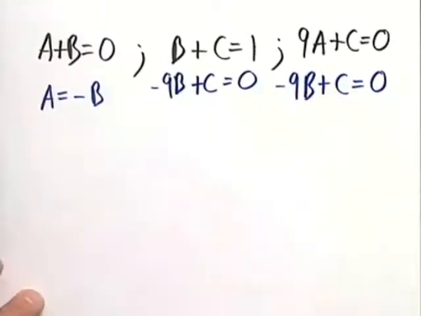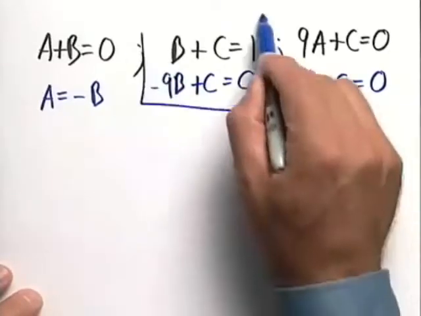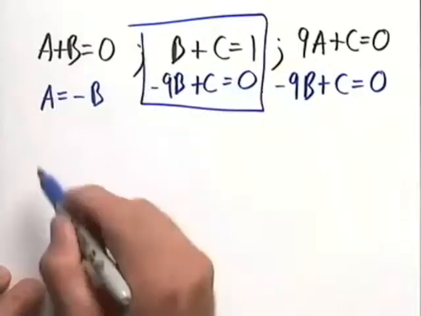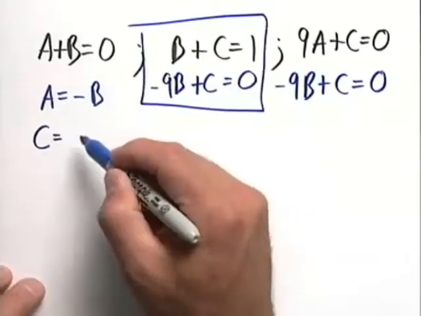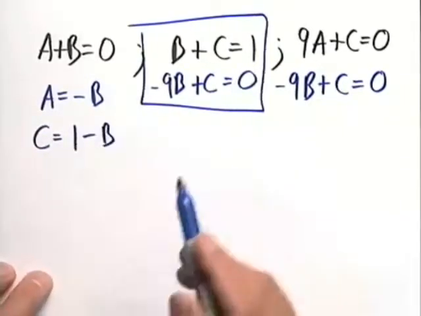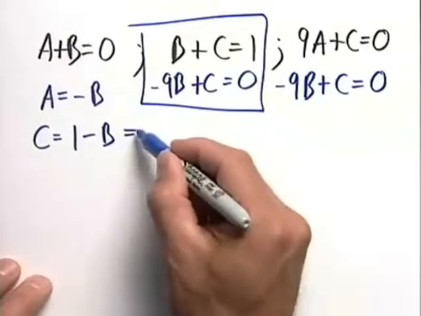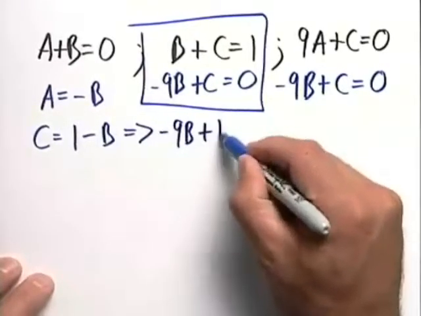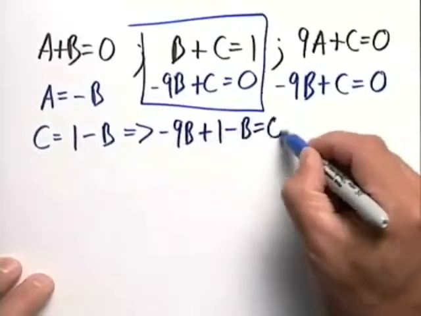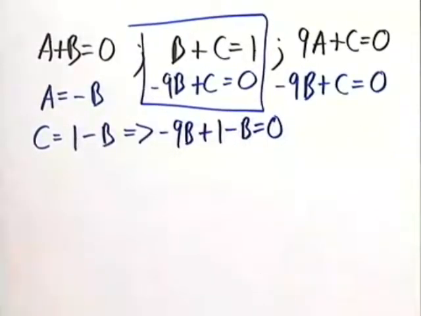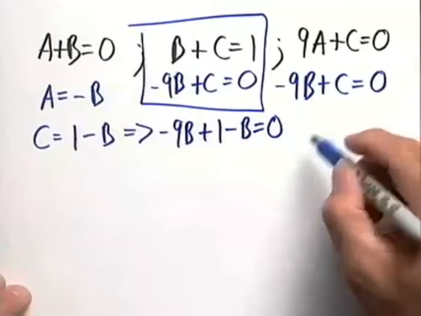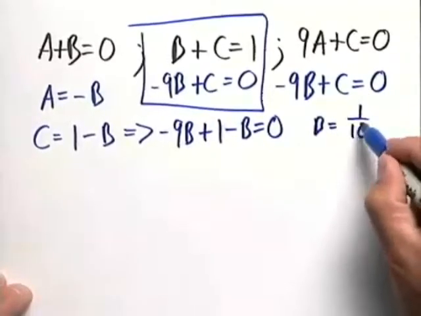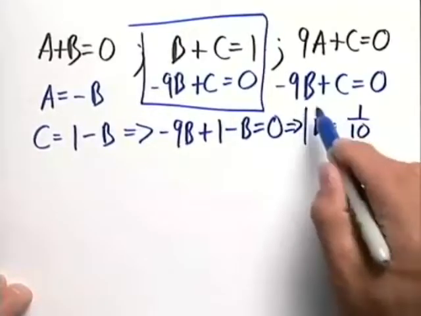So we can solve that system using either the addition method or the substitution method. Let's go ahead and substitute. I'm going to solve for C in the first one. C is equal to 1 minus B. We can plug that into our second equation. From this we'll get negative 9B plus 1 minus B equaling 0. And if we solve this carefully, we come up with a value of B is equal to a positive 1/10. And that is part of our solution.